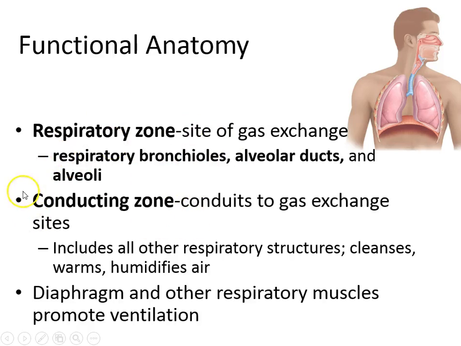So now I'd ask you to think about those different processes we looked at on the last page, and what would the conducting zones help with? Pause to think about it. It would be pulmonary ventilation. The other structures that also help include our diaphragm and other respiratory muscles like your internal and external intercostals, the muscles between our ribs.